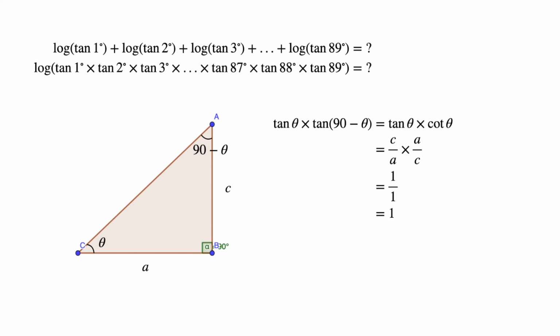And you can also get 1 if you know that tangent and cotangent are reciprocals, which means that when multiplied together, provided that they have the same angles, they always get 1.